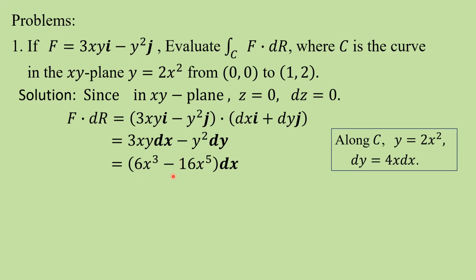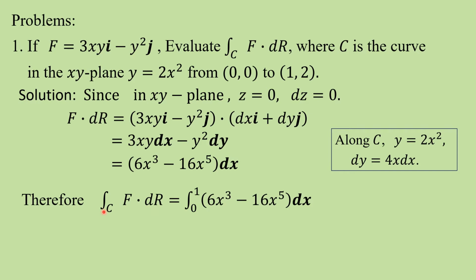So we need the limit for x now. Since it is from (0, 0) to (1, 2), from this I can obtain the limit for x, that x varies from 0 to 1. So now it is simple. We can take the line integral of f along c, which is nothing but the integral from 0 to 1 of 6x cube minus 16x power 5. Just integrate this.